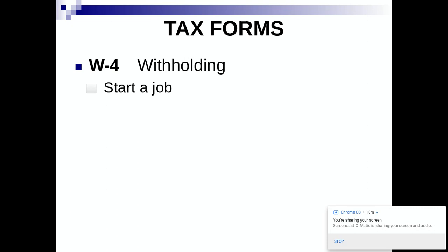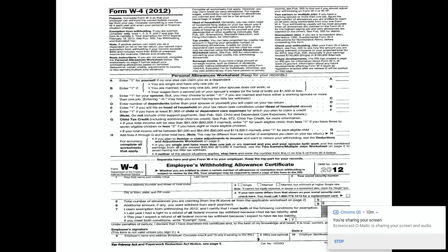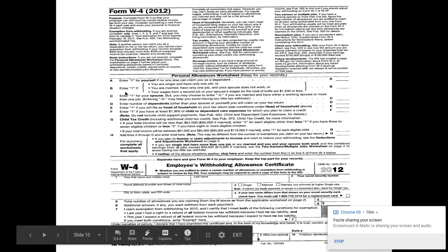So here are some of the tax forms. The W-4: you fill this out when you start a job, get married, make more money, change a job, have kids. This is what you're withholding. If you have kids or a spouse, who are you claiming on your W-4? There are child tax credits. When I got my job here and had kids, I had to fill one of these out to let the government know who I'm claiming. Am I doing it for myself? Or me and my spouse? Are we jointly taxing together? We get the child tax credit. This is what you all need to fill out when you get your job. What are you claiming?